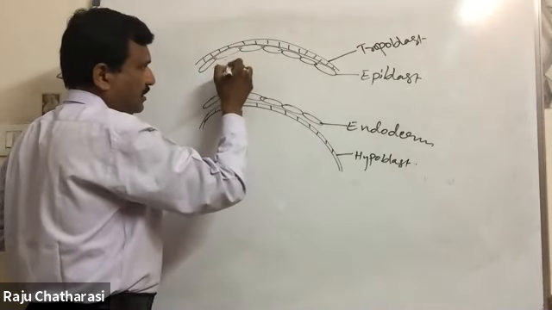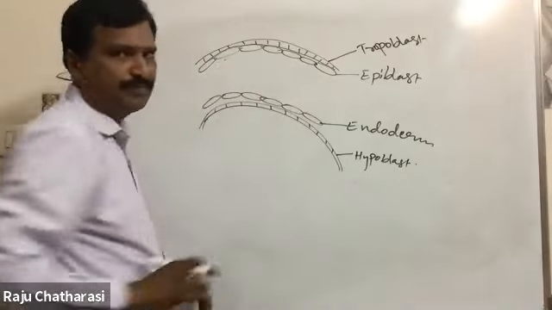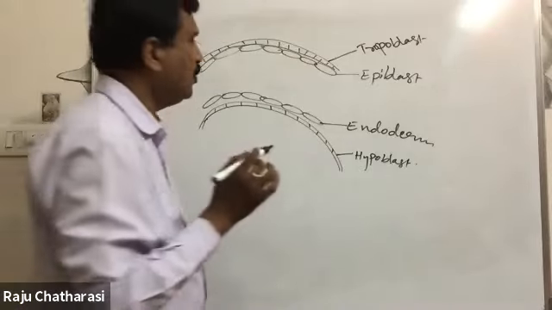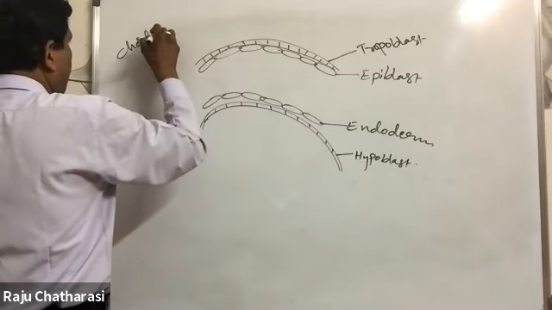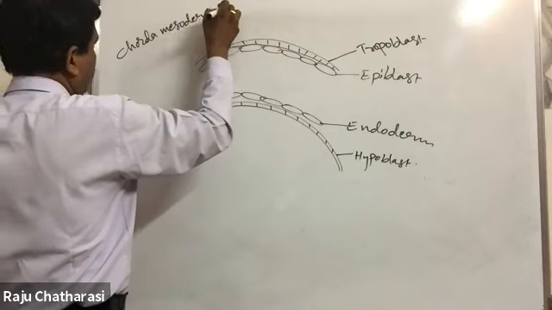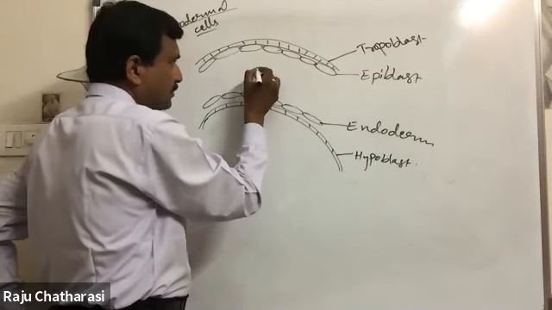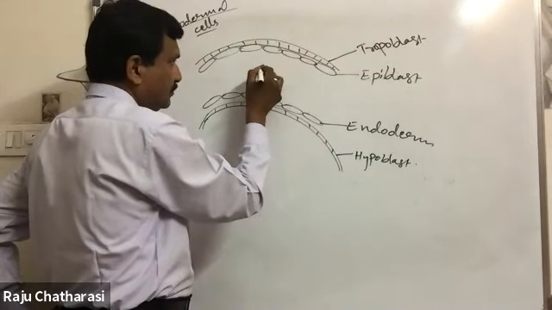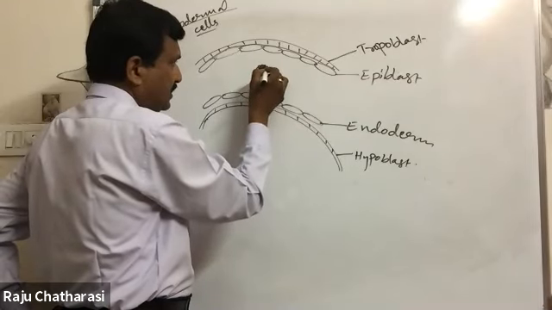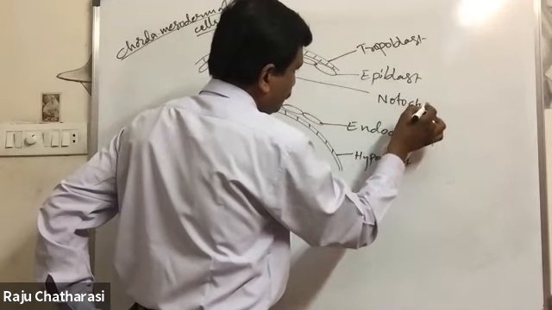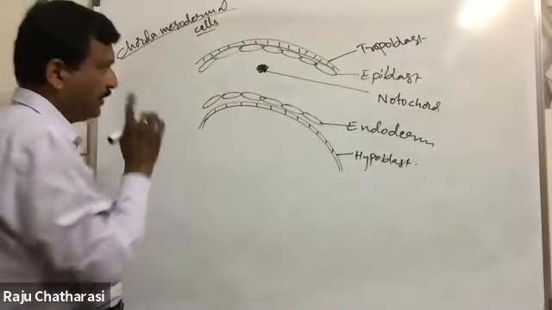Next, here again and again these cells undergo division. So some cells come down and form mesoderm. Before this, some cardio-mesodermal cells of epiblast, please remember, cardio-mesodermal cells of epiblast descend down and form a mass of cells. This is called notochord.